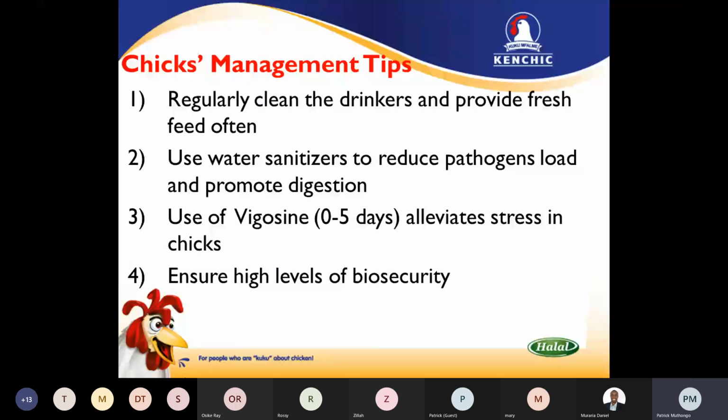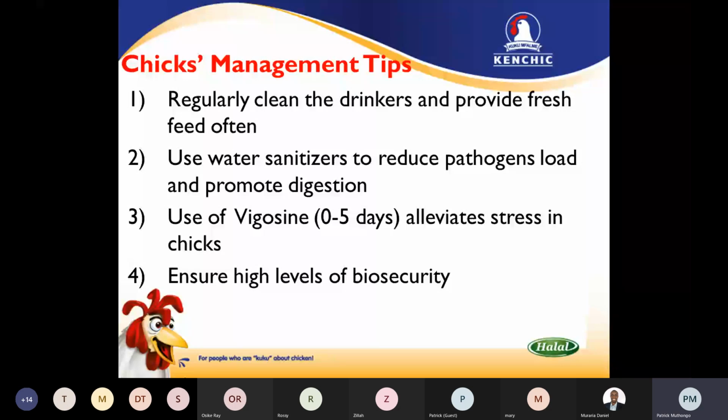Basically, it reduces palatability. And always ensure high levels of biosecurity. Have a foot bath. Ensure that you had done your post clean down well, and at least you had a break period of around 10 days from when you disinfected the house and when you're placing your birds.